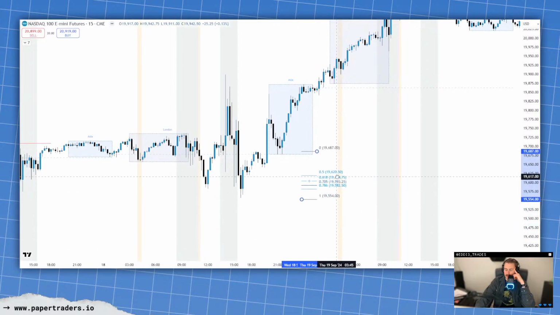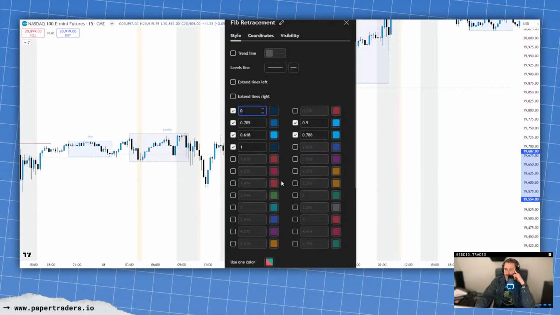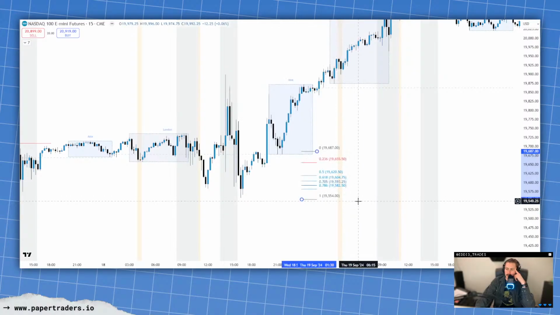I do like this one, the OTE. And which ones are we putting in there? Your 236 over there. You can leave those, but turn your 236 on. So your 786 and 236 will be a little off. Your golden pocket will be exactly the same.